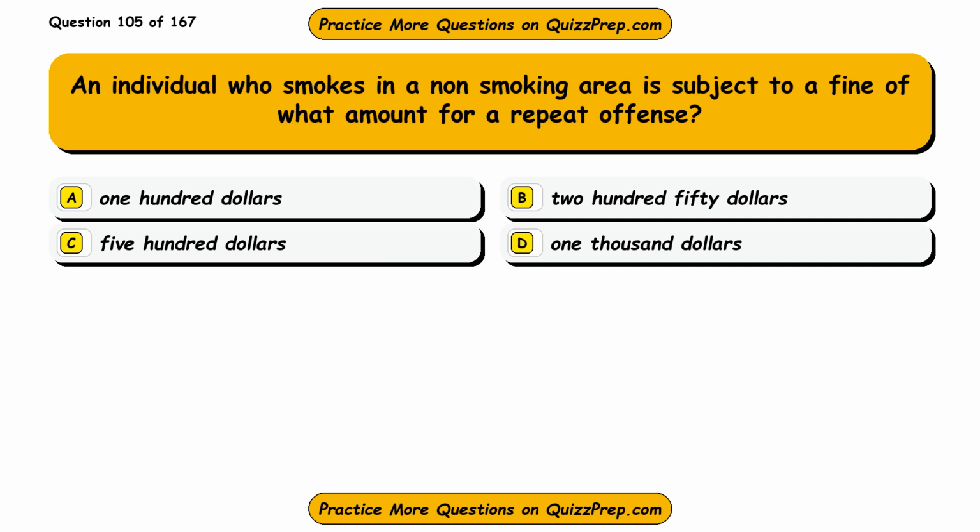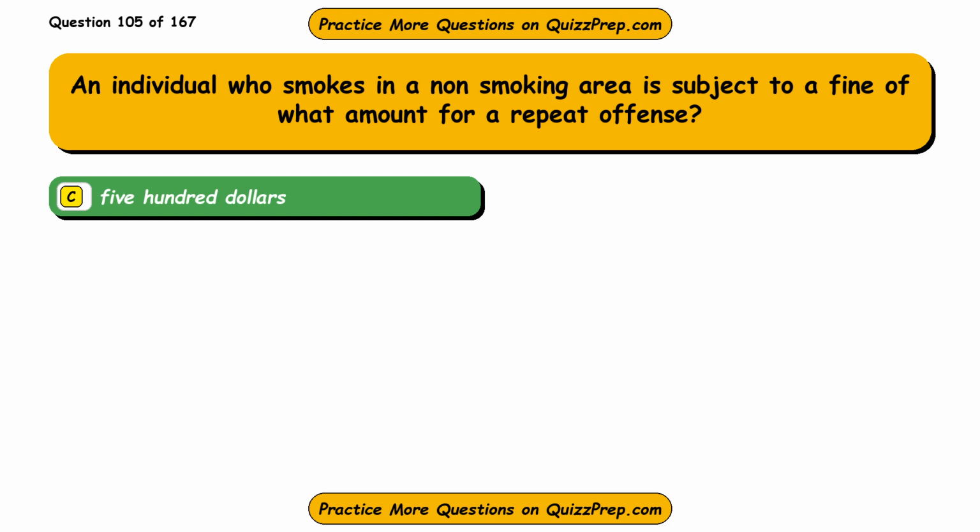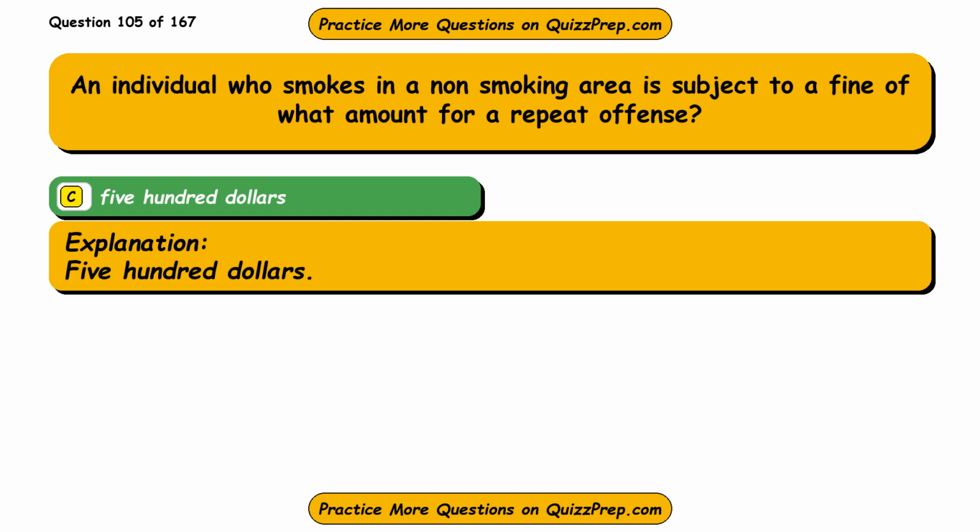Question 105. An individual who smokes in a non-smoking area is subject to a fine of what amount for a repeat offense? Option A, $100. Option B, $250. Option C, $500. Option D, $1,000. The correct answer is option C, $500.